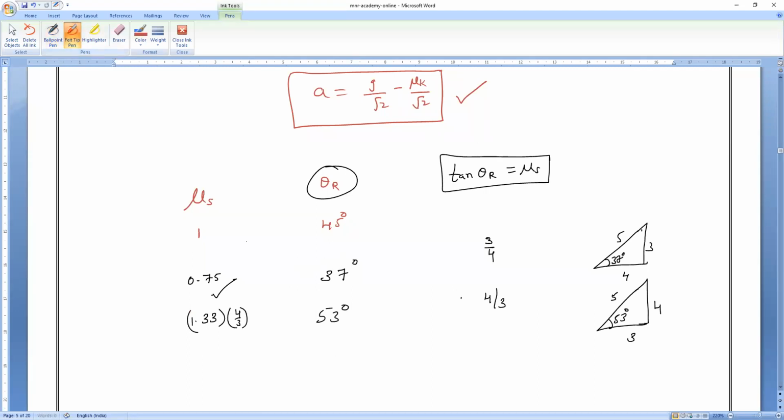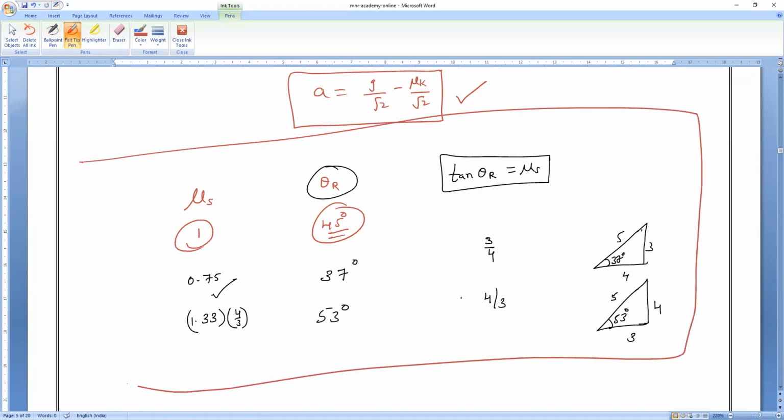So the coefficient also depends on the angle only. Everybody should remember that. Tan 45, we all know the value: 1. This is also one of the most important ones. Basically, we all know the famous triangles, the 37 and 53 triangles.